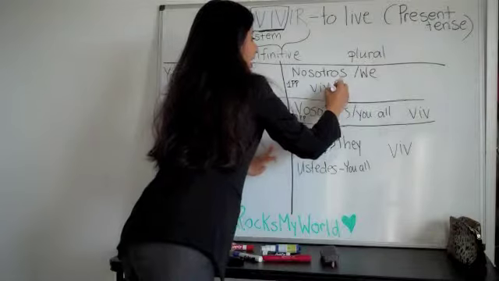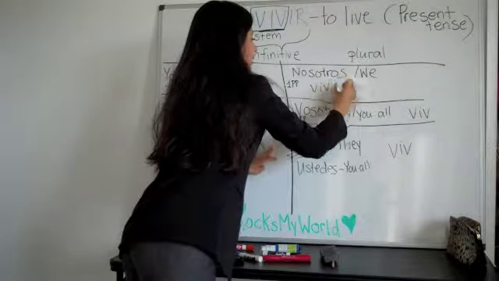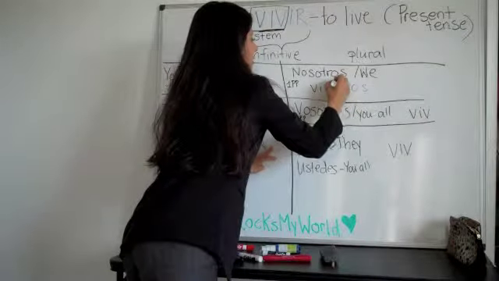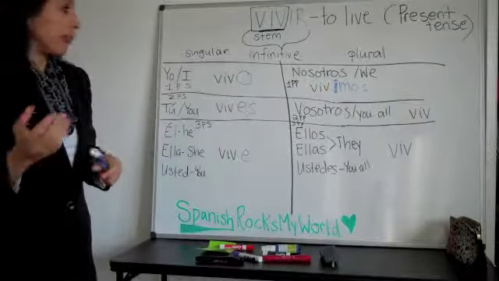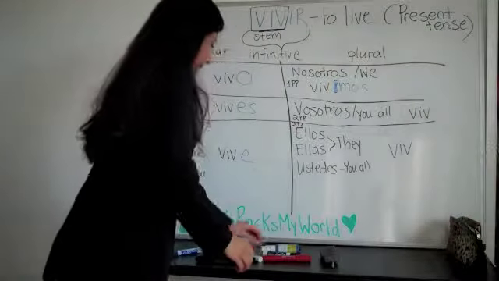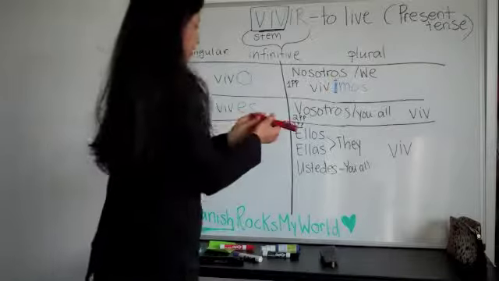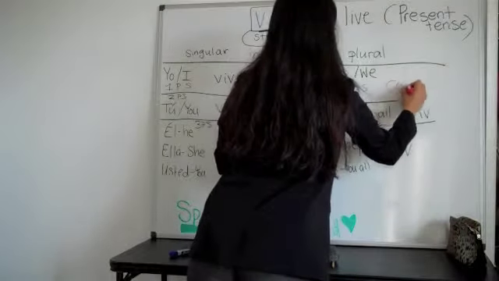IR, there's an I here. Vivimos. Say it was an ER verb like comer. It would have been, I'll just put it in red, comemos.